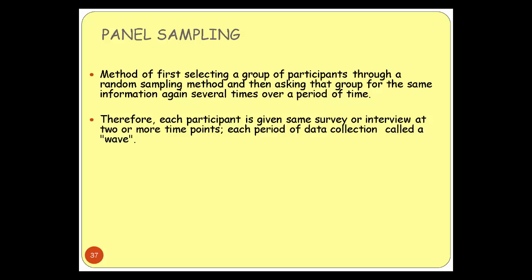Panel sampling, on the other hand, is a method of first selecting a group of participants through a random sampling method and then asking that group for the same information again several times over a period of time. Therefore, each participant is given the same survey or interview at 2 or more time points. Each period of data collection is called a wave.